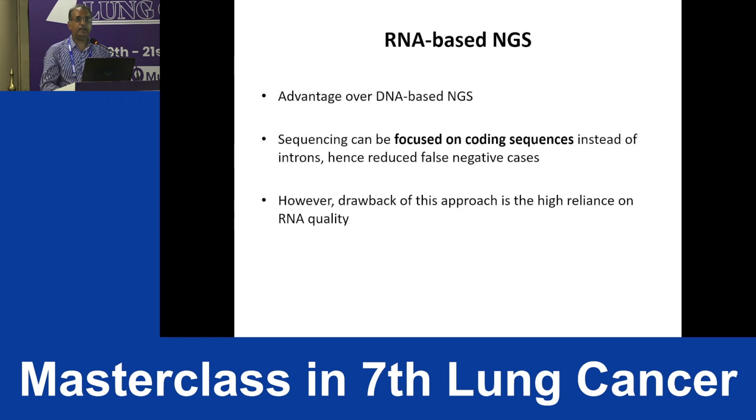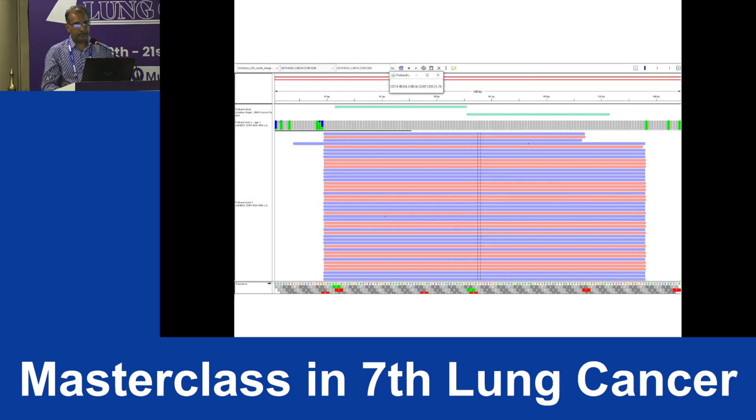This is taken care of by RNA based NGS, which has an advantage over DNA based NGS in that sequencing is focused on the coding sequence instead of introns, hence reducing false negative cases. However, the drawback of this approach is that we have to rely highly on RNA quality. So this was an example showing the classical CD74 and ROS1 fusion with very clean reads in the NGS.